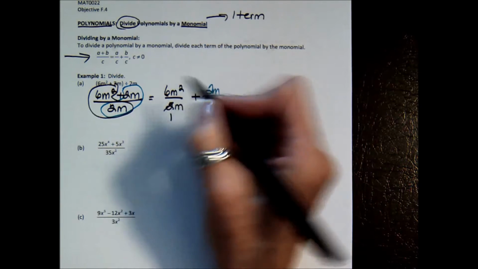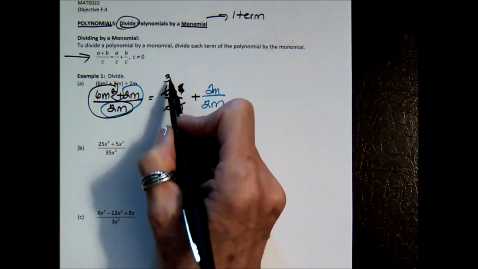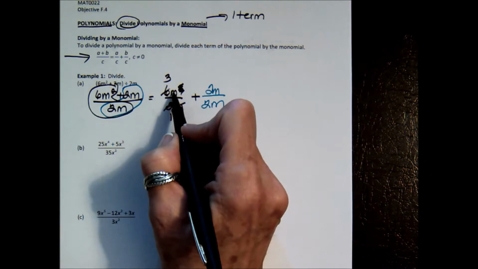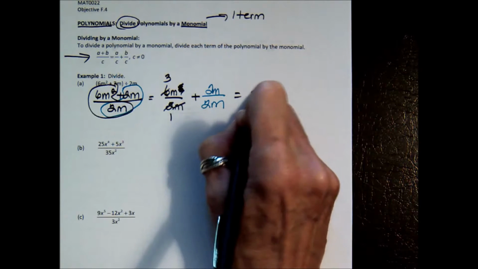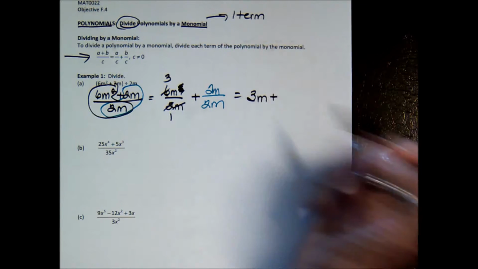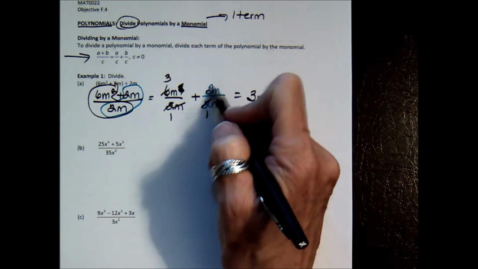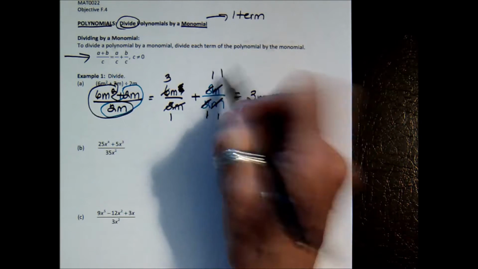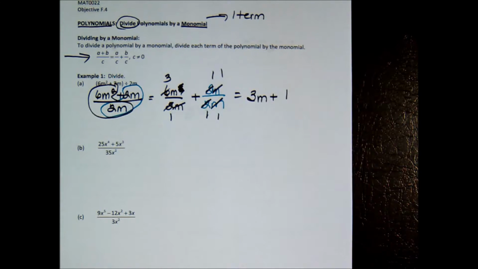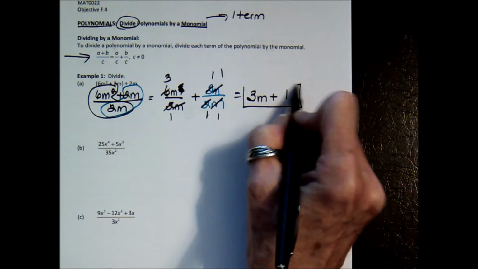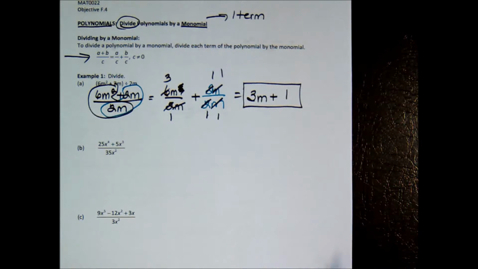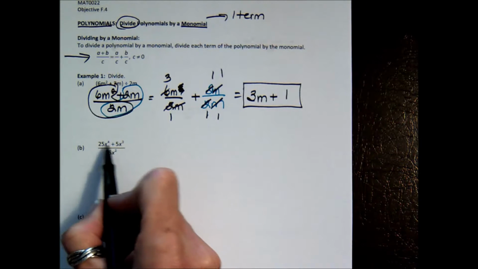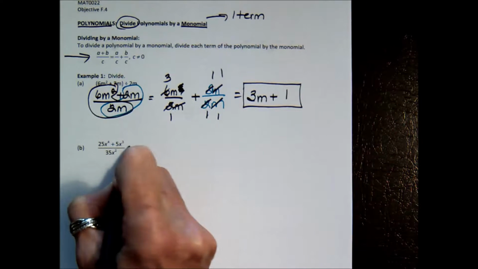And now all that is required is to cross cancel within each of our individual fractions. So 2 goes into 2 once, it goes into 6 3 times. This m cross cancels one of those, leaving 1. So in my first term I have 3 times m over 1, which is just 3m. Here 2 goes into 2 once, m goes into m once, and I'm left with just 1. So I do the division by splitting my fraction into the pieces determined by how many terms are in the numerator.